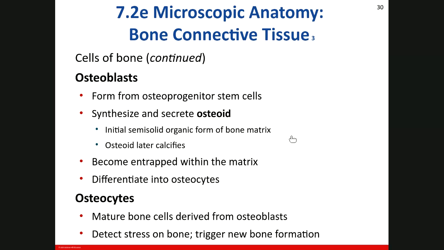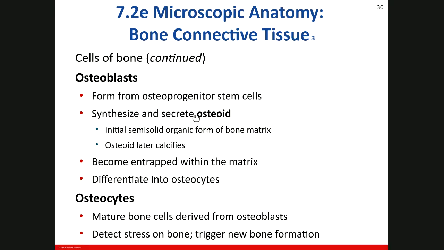The next cell is osteoblast. The osteoblasts are formed from osteoprogenitor stem cells. Often, the osteoblasts are positioned side by side on the bone surface. We don't have osteoblasts inside the bone. They are only located on the surface of the bone. Active osteoblasts exhibit a somewhat cuboidal shape and have abundant rough endoplasmic reticulum and Golgi apparatus. And by these structures, they can make matrix, which we call osteoid.